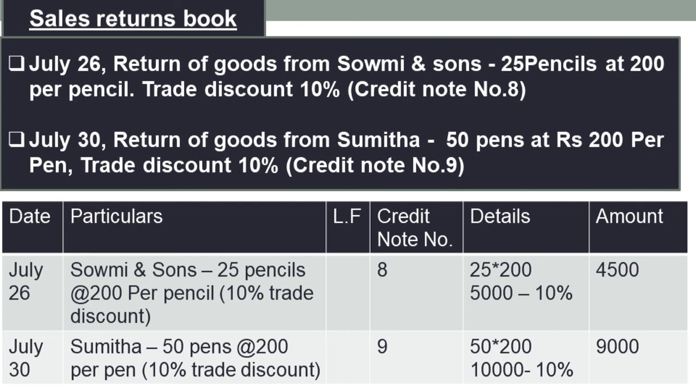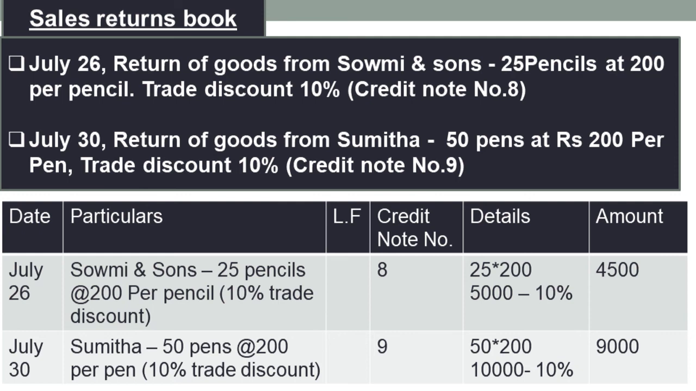In the details column, we will mention the calculations, that is 25 pencils into 200. That comes to 5000. And also we have given 10% trade discount. So the 10% trade discount amount should be deducted from 5000, which comes to 4500.